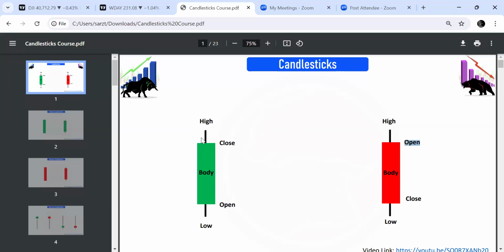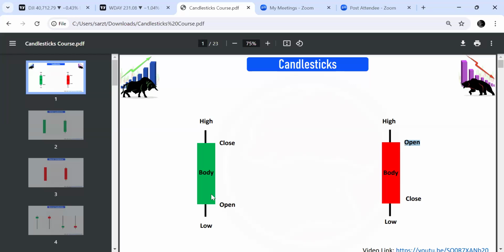Then we have the wick, and this wick can also be called a shadow. It represents the highest and lowest prices reached during the time frame. So these wicks provide insight into the price volatility within that period.